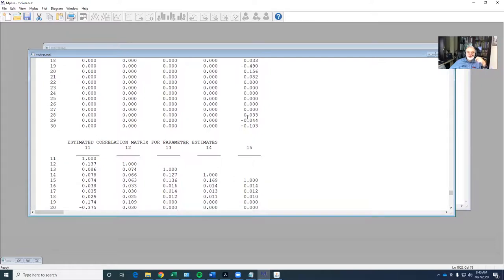This is not something that you would report. This is something that you might look at to gain an understanding of where some parameter estimates might be related to others of them, and where in your model some parameter estimates are not at all related to other things.